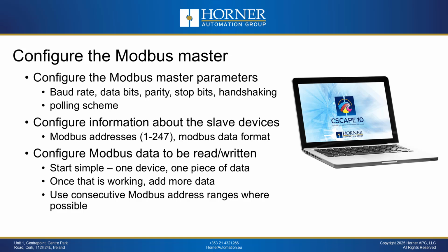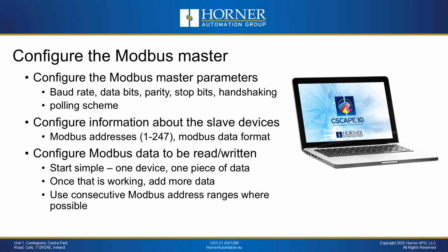Also, you will need to tell the master about the slave devices, which slave devices from an address standpoint are connected, and what is their Modbus data format. Usually it is the 5-digit traditional Modbus addresses that we use, but the Horner controllers have the ability to adapt to other formats if necessary. Also, you are going to have a list of all the data that needs to be read or written from each slave. Now, when you are setting up this initially, start simple. Start with one device and one piece of data.